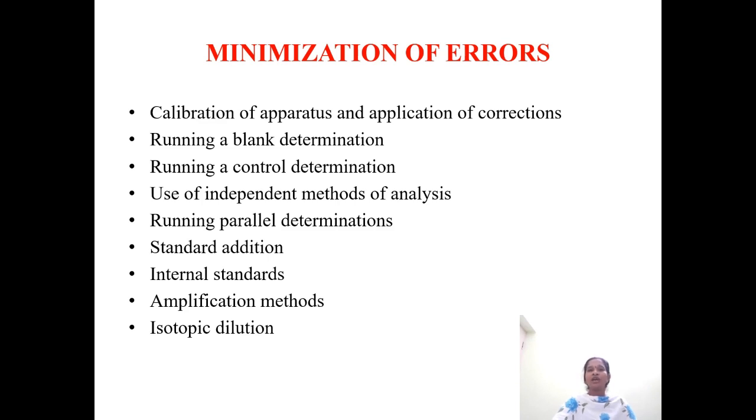Among those methods to minimize the error, the calibration of apparatus and the application of corrections is usually employed in all experimental procedures. Here, all instruments, for example weights, flasks, burettes, and pipettes, should be calibrated and the appropriate corrections applied to the original measurements. In some cases, where an error cannot be eliminated, it is possible to apply a correction for the effect that it produces, and thus the impurity in the weighed precipitate may be determined and its weight deducted.